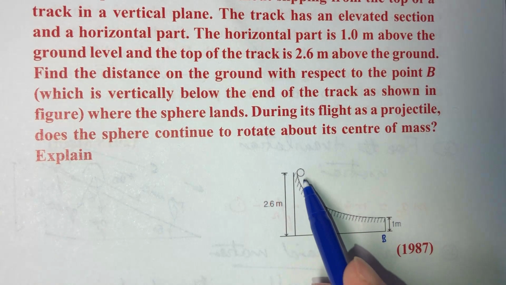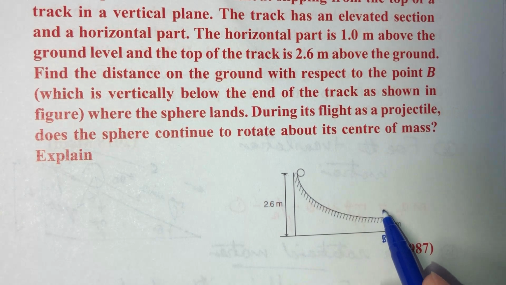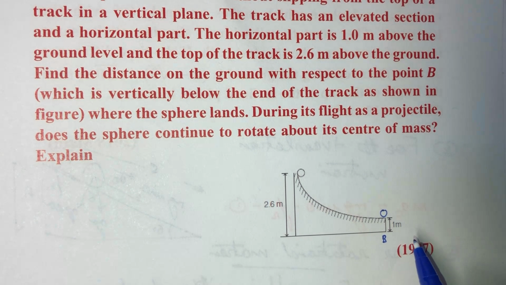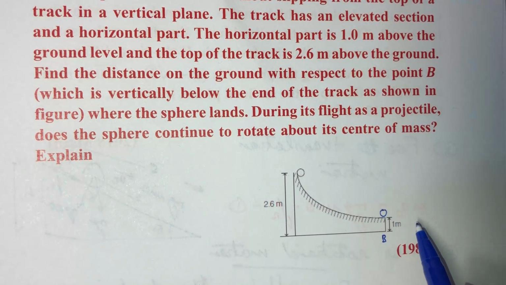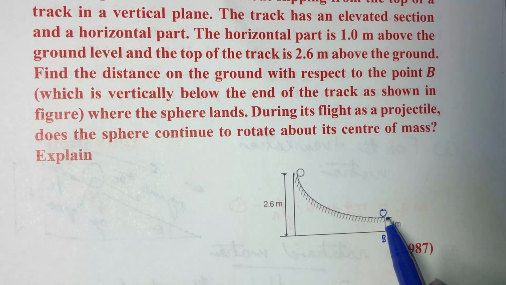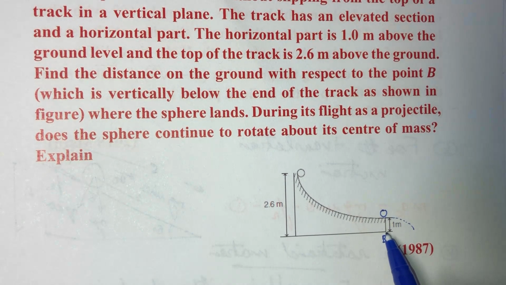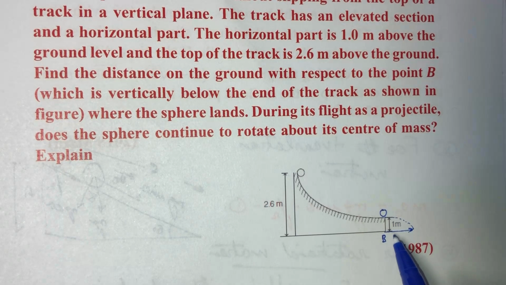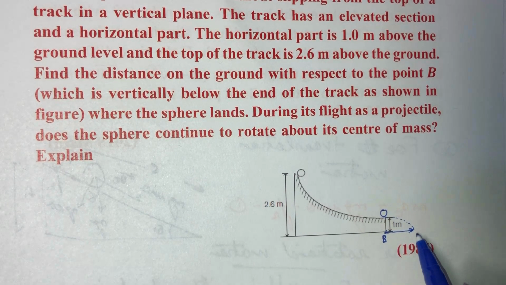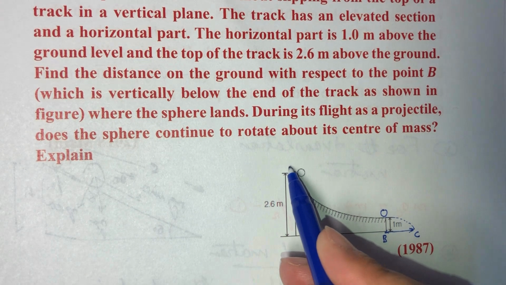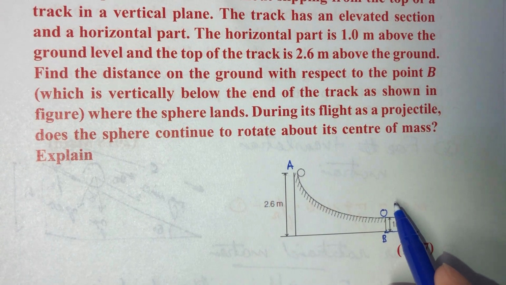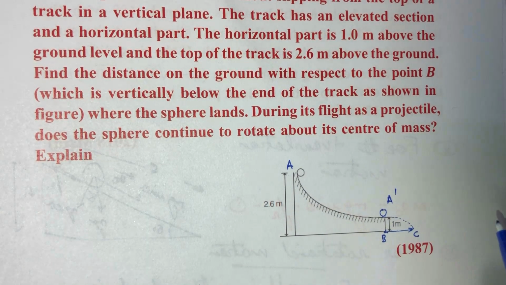When this ball comes to this point, after this it is going to behave as a projectile, and we are supposed to find out, because it will be traveling something like this, what will be this distance. Okay, let us call this point C and this point A, and let us call this point A prime.